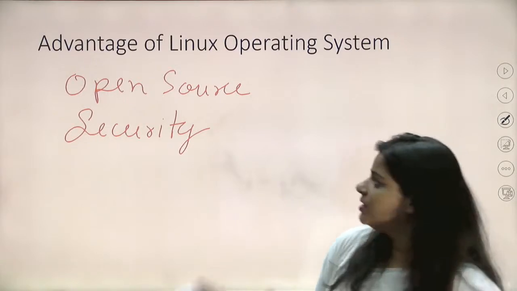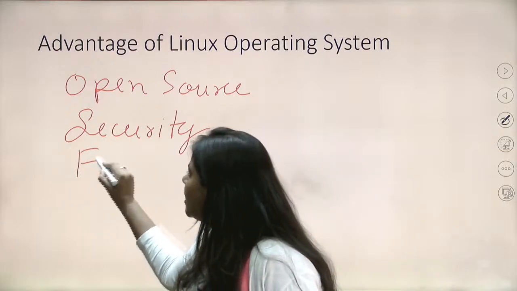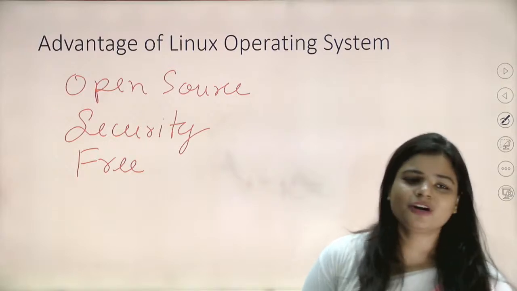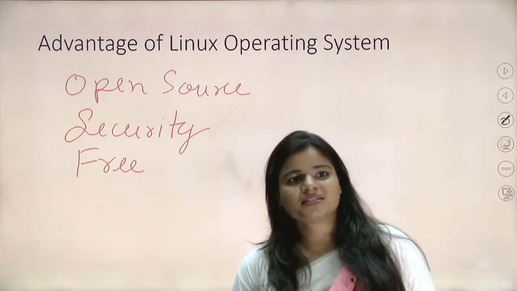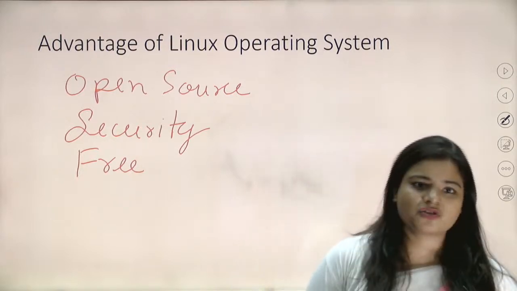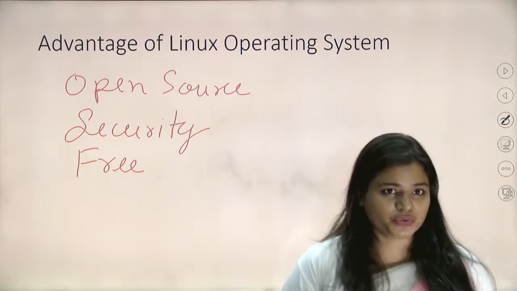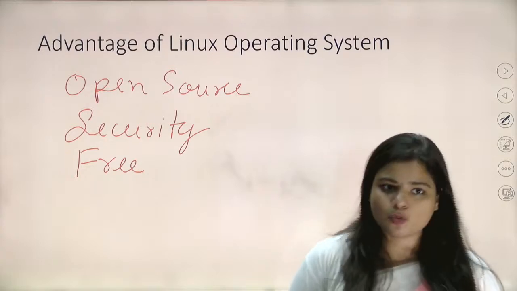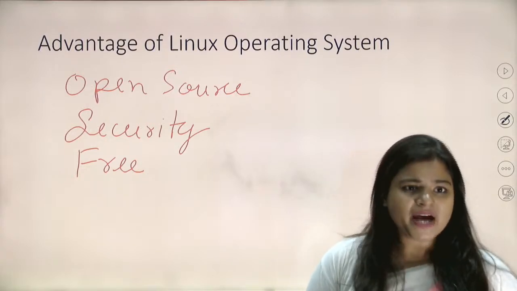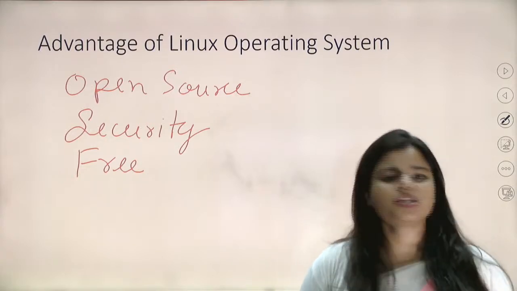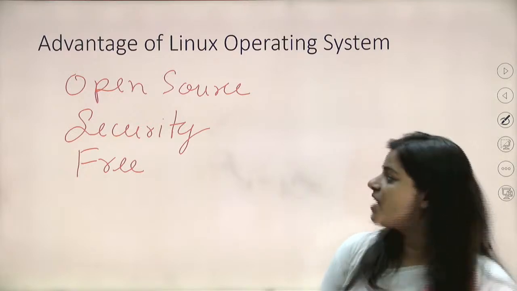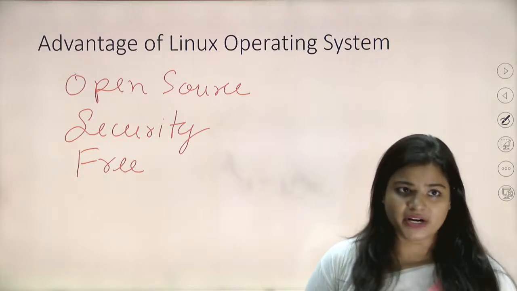Next, the third advantage is that it is free. You all know the term free. The biggest advantage of the Linux system is that it is free to use. We can easily download it and there is no need to buy a license for it. Comparatively, we have to pay a huge amount for the license of other operating systems. So we have seen the three advantages of the operating system.